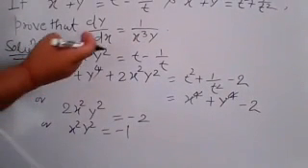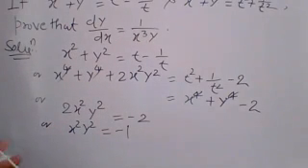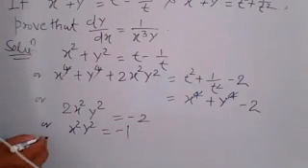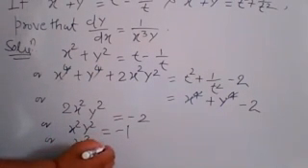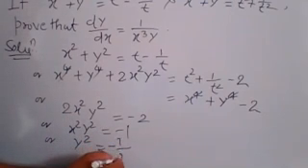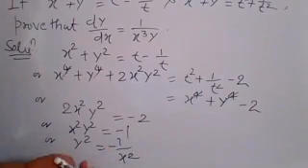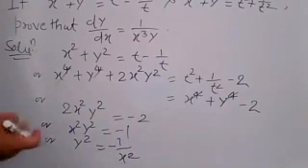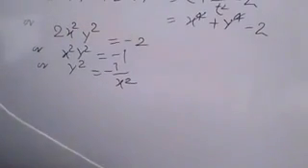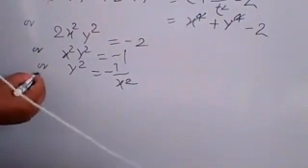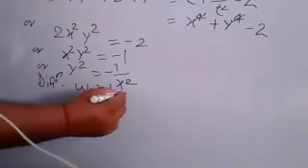But you have to prove that dy by dx is equal to 1 upon x cube y. So what do you do in that case? Here the value of y square can be written as minus 1 upon x square. Understand? So here you have the value of y square. Now you differentiate with respect to x.